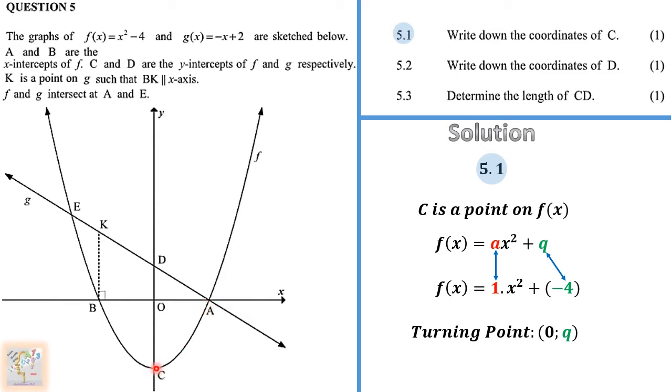So in this case, it means we already know the value of x at C. And the value of x at C is what? Is 0. But we don't know the value of y. The value of y is given by q, and our q is minus 4. Therefore, it means the coordinates of C will be 0 and minus 4, which is your q.